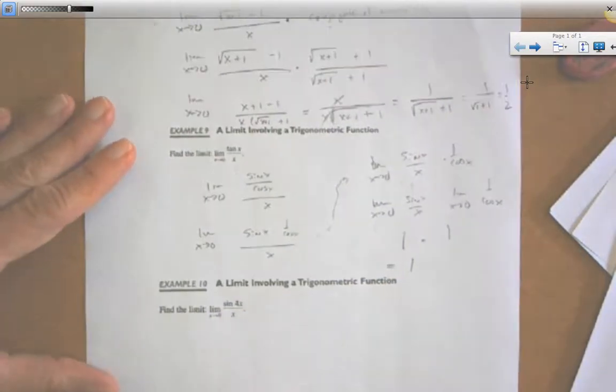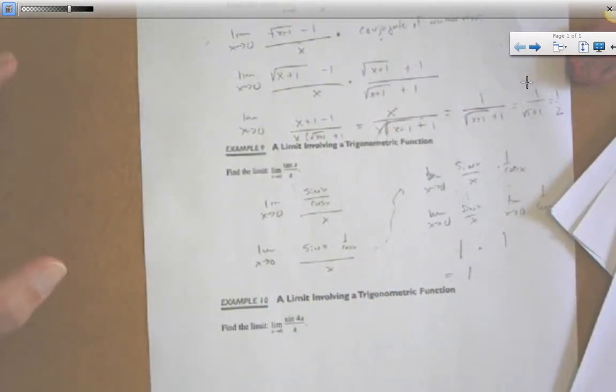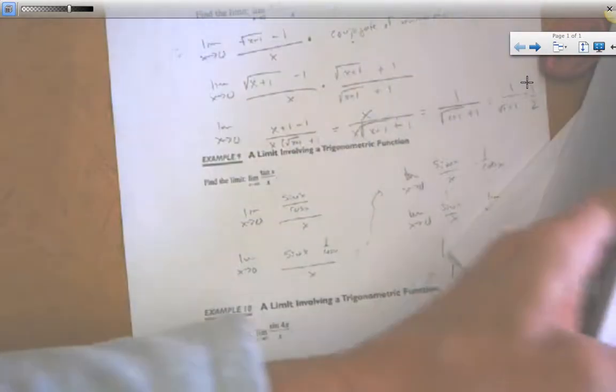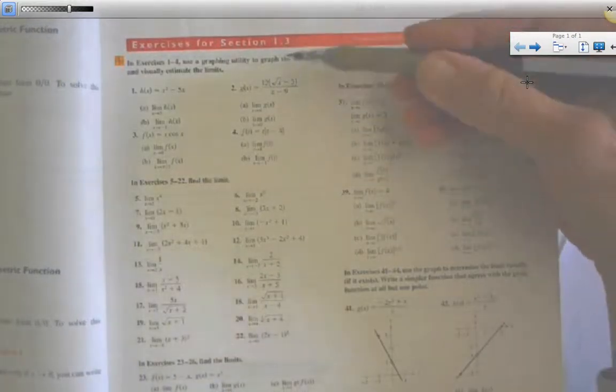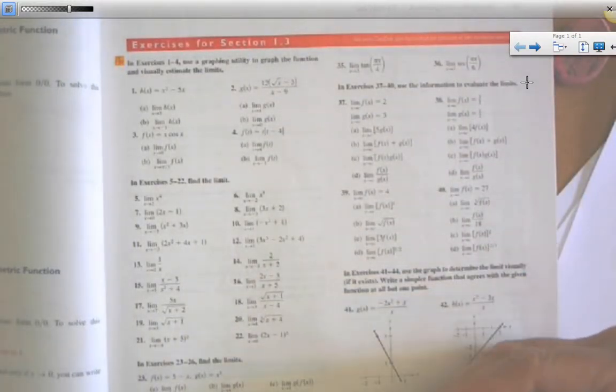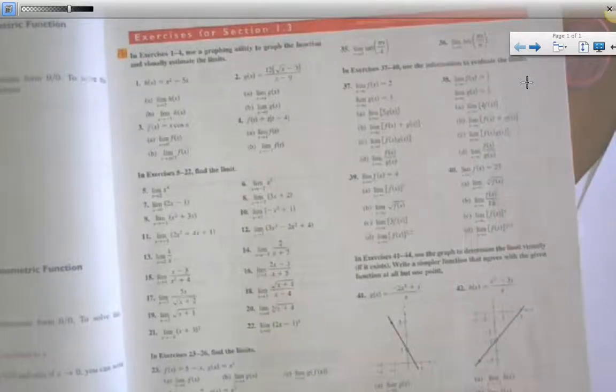All right. Your homework is listed on your assignment calendar. We just finished section 1.3, and we'll discuss these limits tomorrow in class, plus add a couple of things from our notes.